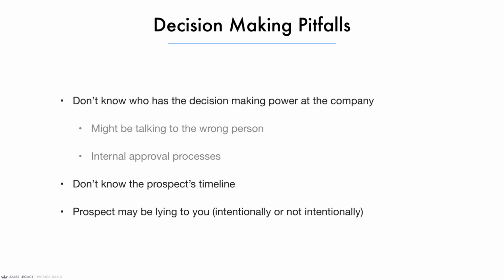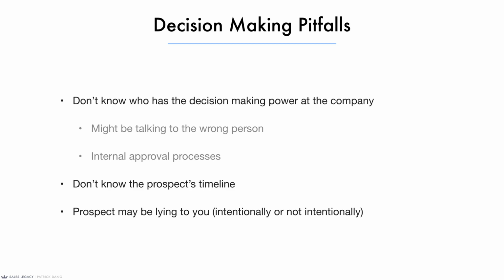Now, the first thing we got to cover when it comes to the decision-making process, and this is essentially who are the authority figures that make the decision at the company, is that let's go ahead and cover the pitfalls first. So the first thing that I'll say is that a lot of salespeople and sellers don't know who actually has the decision-making power at the company.